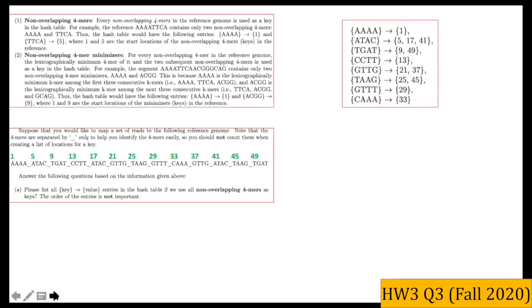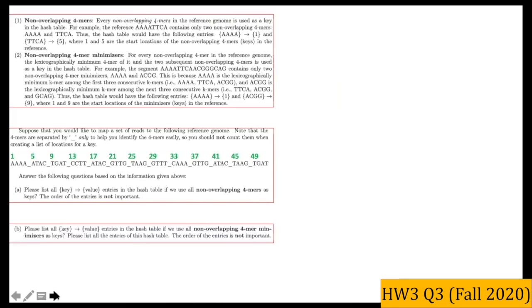So now let's go to the second part of the question, which is B. Please list all key-value entries in the hash table if we use all non-overlapping 4-mer minimizers as keys. Please list all the entries of this hash table. The order of the entries is not important. Okay, so now we want to apply the second method, which is the minimizers method.